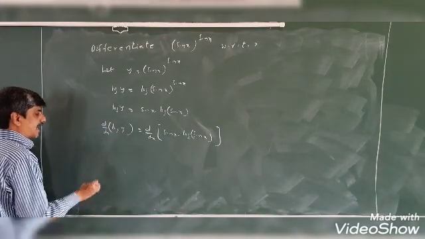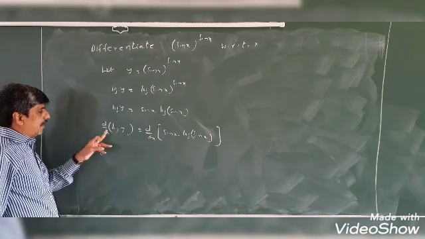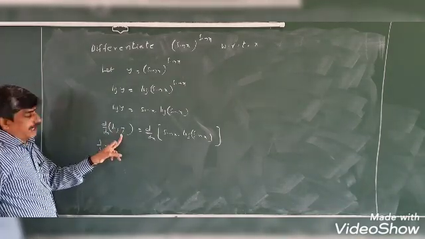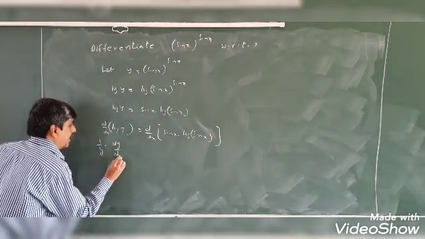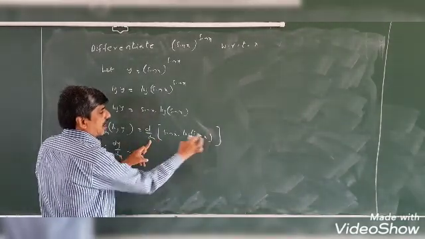So d by dx of log x is equal to 1 by x. But here d by dx of log y is equal to 1 by y, in the place of x it is not there. Then d by dx of y, we will write it as dy by dx, is equal to d by dx of sin x into log of sin x.